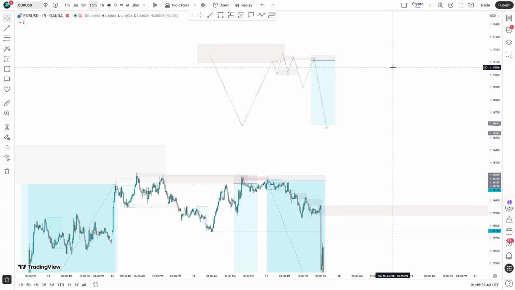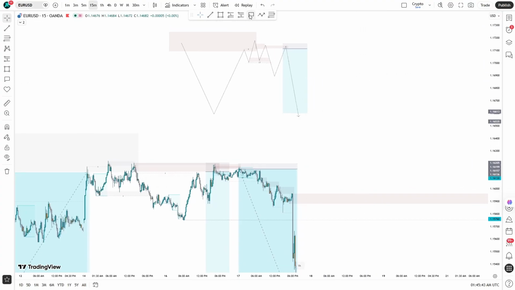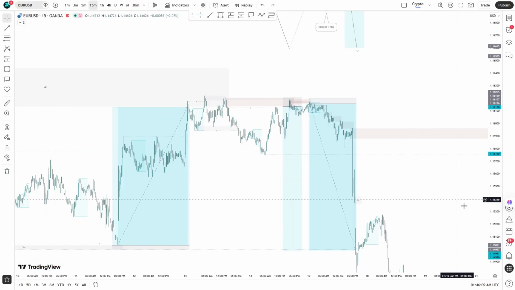This is what we had here. Chop plus flip. This is a chop plus flip. That was what we have for this one. Same thing we had earlier too. So let's go over to the second one.